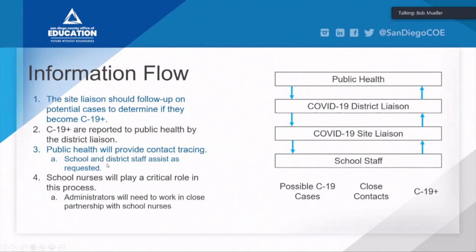Public Health Services is the agency that handles contact tracing. Our responsibility is to assist by providing them the information they need to do that effectively. We're the people that know who's in what class. We're the people that know who was on campus that day. So our records have to be good and we have to be able to help them effectively.